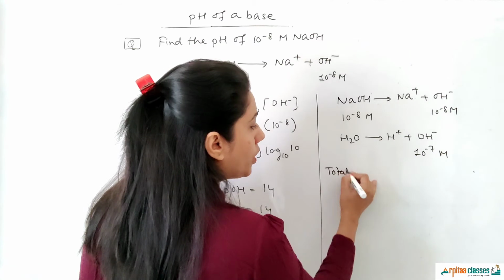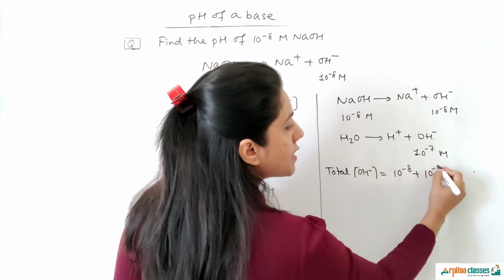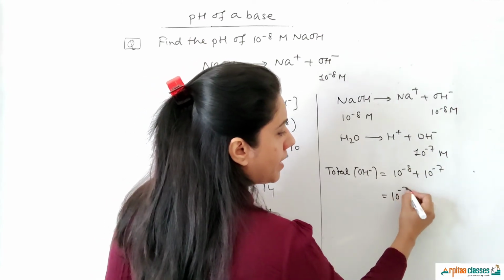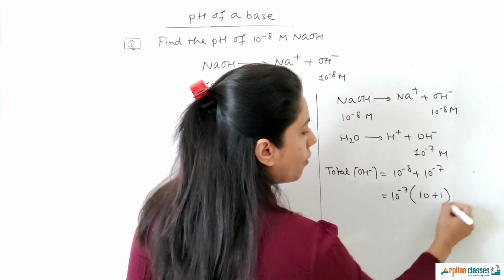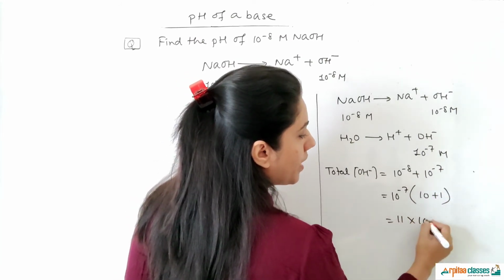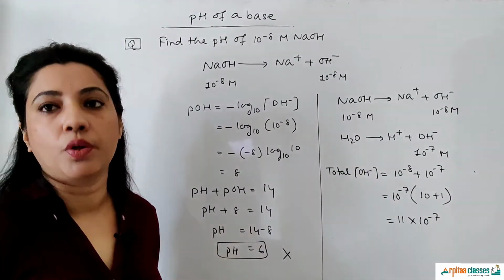Therefore, here the total OH minus will be equal to 10 raised to power minus 8 plus 10 raised to power minus 7. Take 10 raised to power minus 7 common. So, it will be 10 plus 1. That is 11 into 10 raised to power minus 7. This is the total OH minus which is coming into the solution.